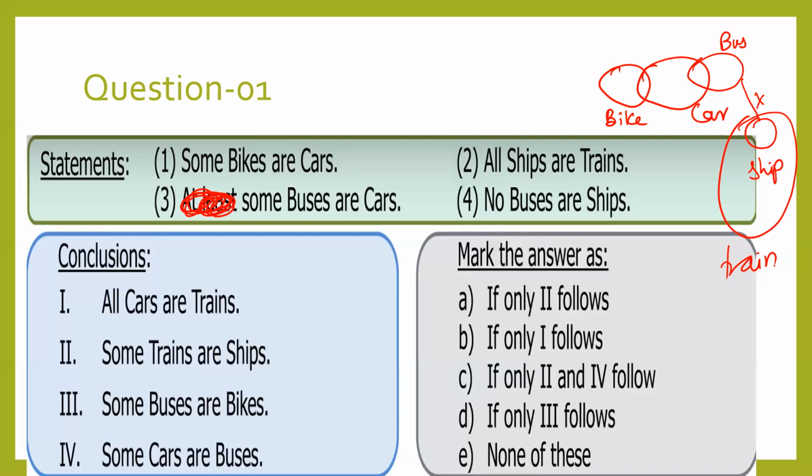So you are not getting that. All cars are trains. So from the minimum overlap diagram, that is not getting. Some trains are ships. Some trains are ships.